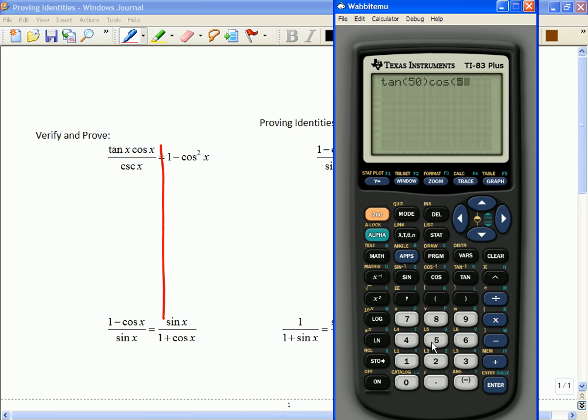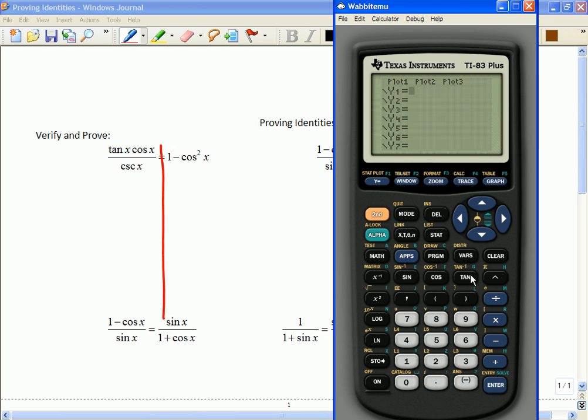So you should be able to pick any number, and then we'll divide this by 1 over the sine of 50. So the left side is 0.06884, and we can double check and see what's 1 minus the cosine of 50 squared. It's the same thing. So, you wouldn't want to do a proof if you found one example where it didn't work, you wouldn't bother doing the proof anymore, right? You can also verify it graphically.